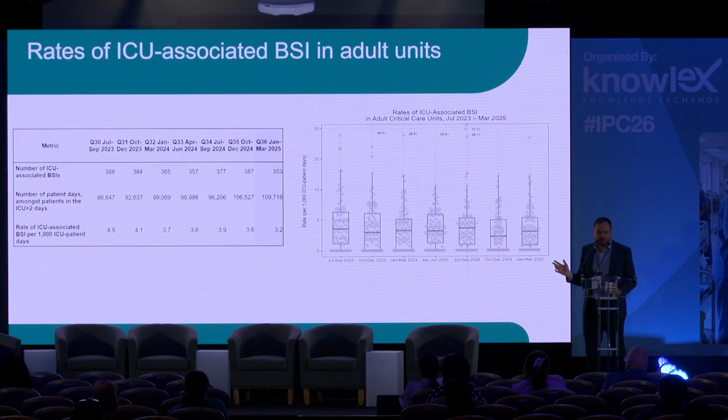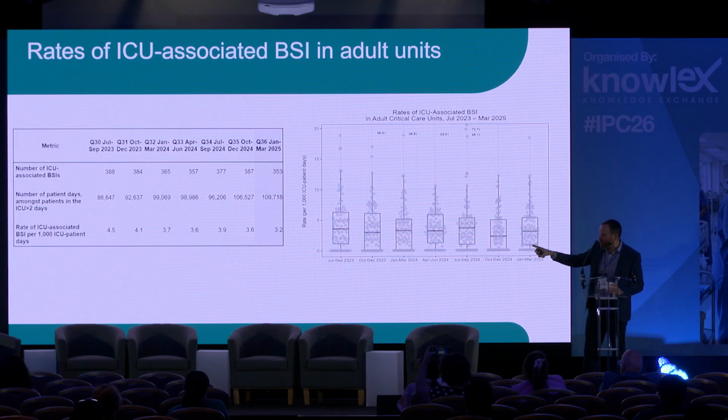These are the data that we monitor through the surveillance board. This is the rate of ICU bloodstream infections per 1,000 ICU patients. So this is bloodstream infections, not CVC infections. I don't know if this laser's working, but if you look at the bottom row of that table, it's fairly consistent at around 4 bloodstream infections per 1,000 ICU patient days. In these plots, each dot represents a single ICU.